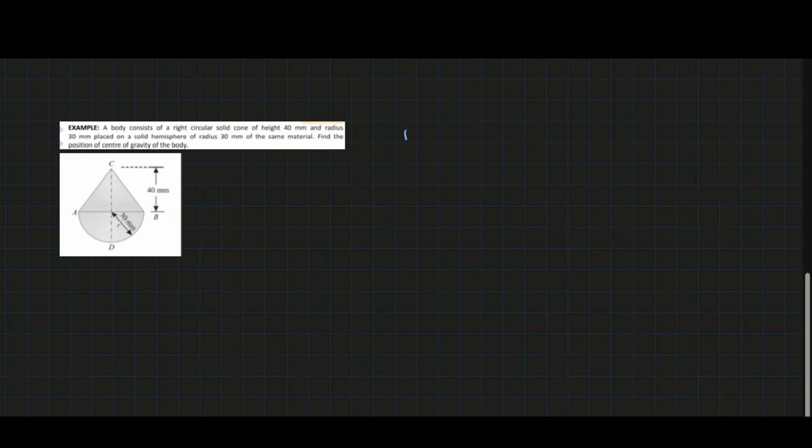The formula is going to be y bar equals v1 y1, because this is not a flat shape. This is a solid cone and a solid hemisphere, so it's not just area that you take into consideration, plus v2 y2, all over the total volume v1 plus v2. So we'll start with the hemisphere.